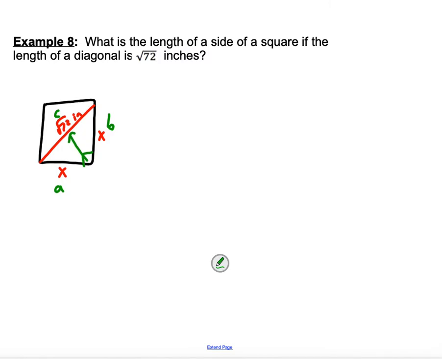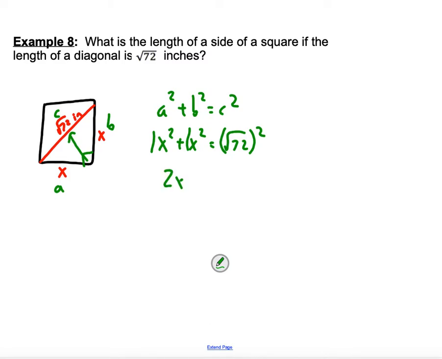So set up your Pythagorean theorem. Since you have 2 x's in there, we're going to be able to solve this. So A there is x, B is x, and C is the square root of 72. So this is like a 1x squared plus a 1x squared gives me a 2x squared. If you square a square root, they just cancel each other out. So that square root of 72 squared, that square root and that squared cancel each other out, and we just get a 72.